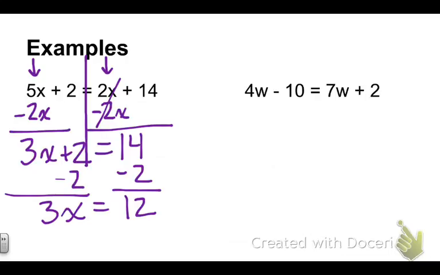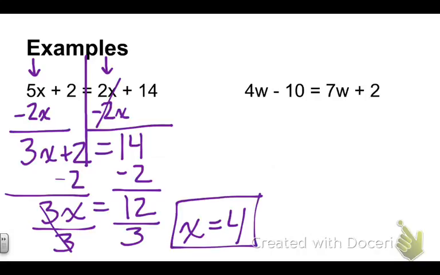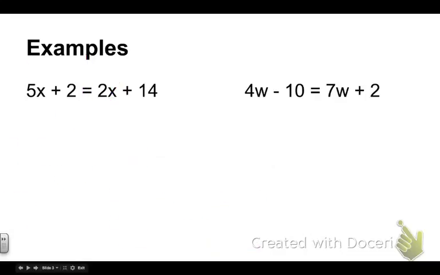So x is being multiplied by 3. The inverse of multiplying by 3 is dividing by 3. 3 divided by 3 gives you 1x. 12 divided by 3 is 4. Right? And we're going to spend some time checking those answers in class, but I just want to leave that there. All right, let me get rid of this stuff so I can get some room here.